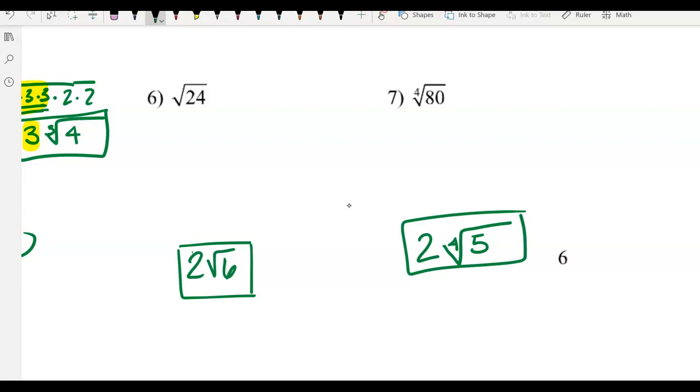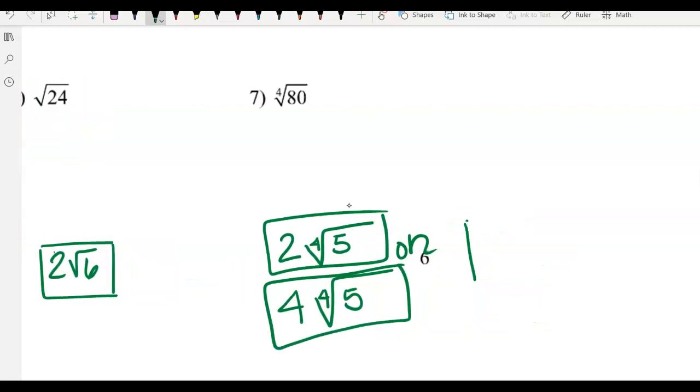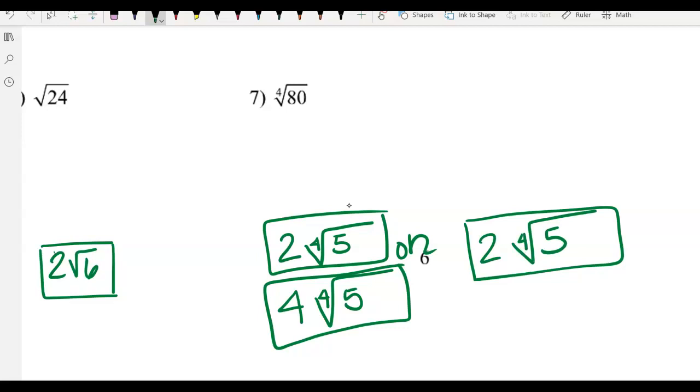Okay, Andrew, who's the tallest in your group? You? What's your final answer? I got 4 rad 5. Did you have fourth root still written in there? Okay. Calvin, who's the tallest in your group? What's your final answer for number 7? I got 2 rad with an index of 4 and 5. Beautiful. All right. Here are some different answers.